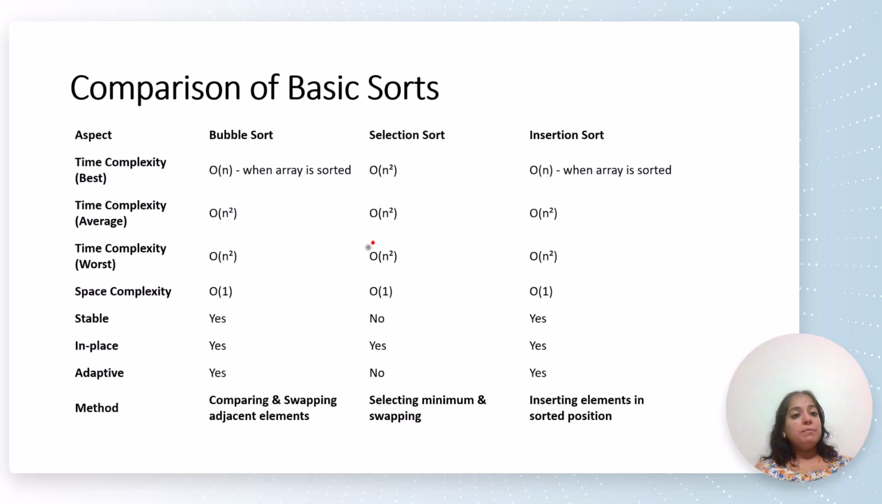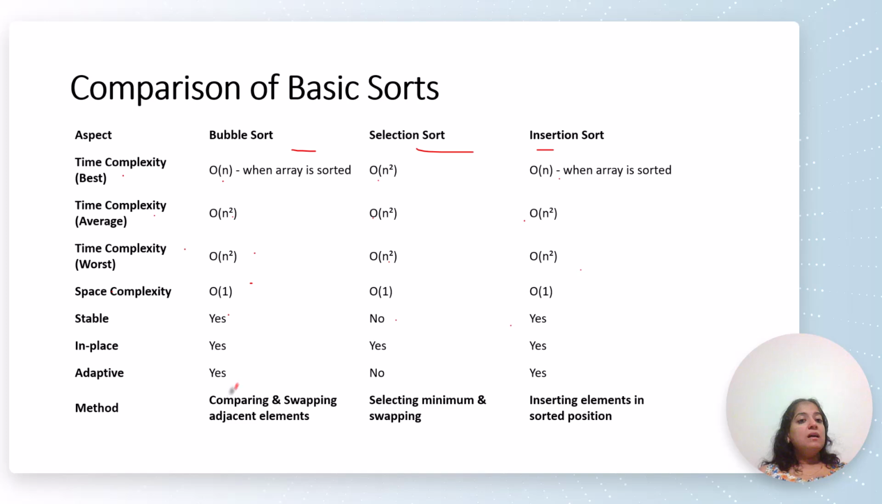So if we compare the basic sorting algorithms, bubble sort, insertion sort, and selection sort, time complexity best case is big O of n, big O of n, big O of n squared respectively for bubble, insertion, selection as listed: n, n, n. Average is big O of n squared, n squared, n squared. Worst case n squared, n squared, n squared. Space complexity 1, 1, 1. Stable: yes, no, yes. In place: yes, yes, yes. Adaptive: yes, no, yes.